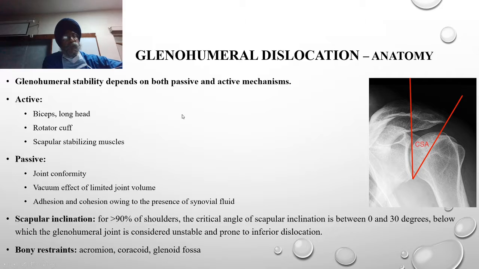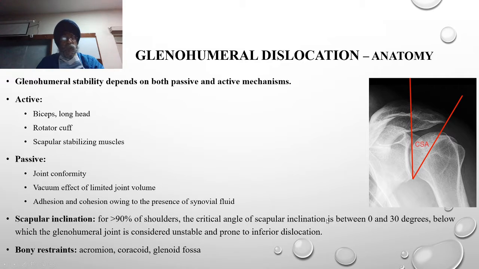passive joint conformity, vacuum effect of the limited joint volume, adhesion and cohesion owing to the presence of the synovial fluid. Scapular inclination for more than 90% of the shoulders. The critical angle of the scapular inclination is between 0 and 30 degrees, below which the glenohumeral joint is considered unstable and prone to inferior dislocation. So this is the critical scapular angle.